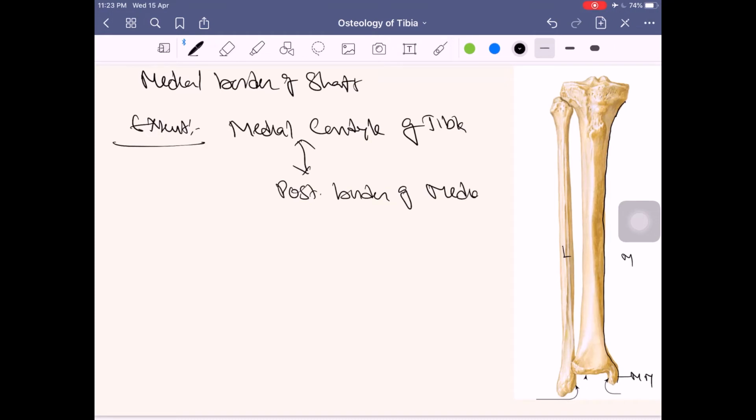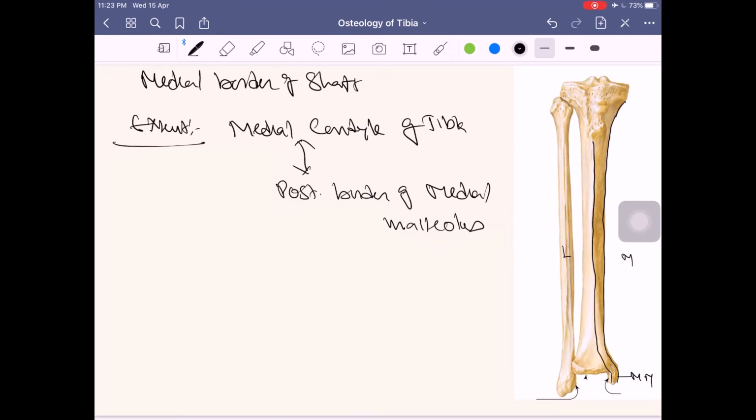The posterior border of the medial malleolus. The anterior border of the medial malleolus was formed by your anterior tibial border. This is the posterior tibial border. This border is lengthier because your anterior border starts from the tibial tuberosity, comes down, and becomes your anterior border. So that was your anterior border, and this is your medial border.